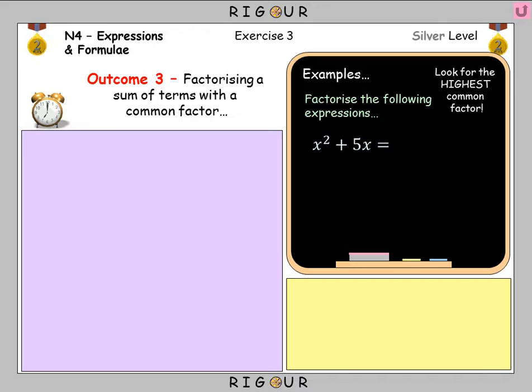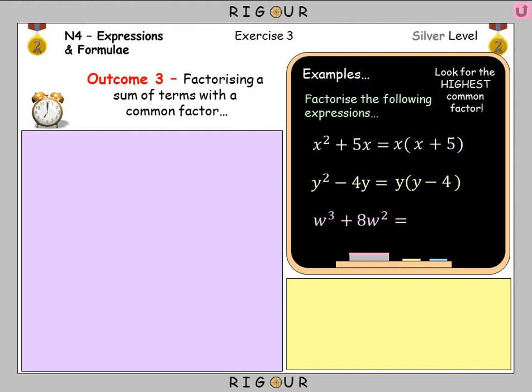So bronze dealt with numerical common factors, and at silver this time the common factor is the letter x. So x multiplied by what gives us x squared? Well, x times x gives us x squared, and then x multiplied by what gives us 5x? So that would be x times plus 5 would give us plus 5x. And remember, you can again multiply out your answer to check to see if you're right or not. So then we've got y squared minus 4y. So this time we're putting a y outside the bracket. Y times y gives us y squared, and y times negative 4 gives us negative 4y.